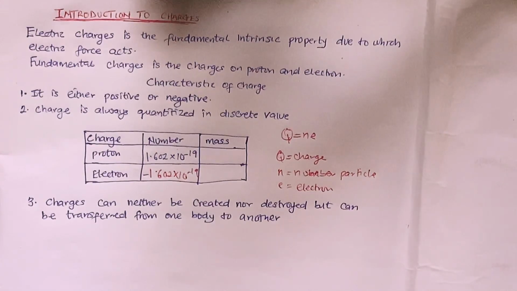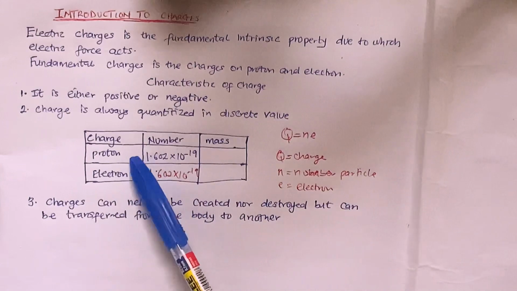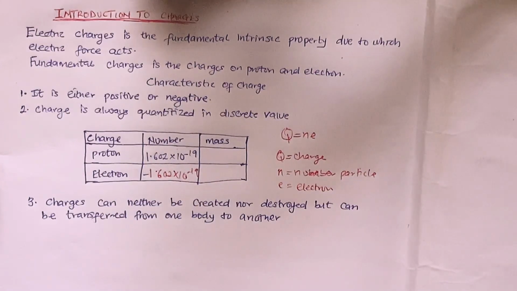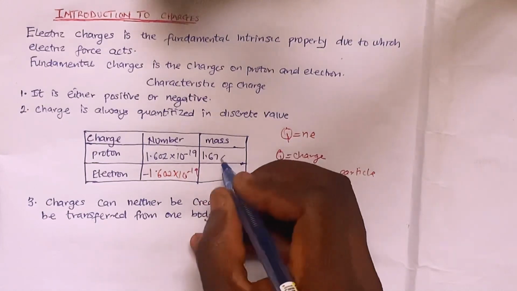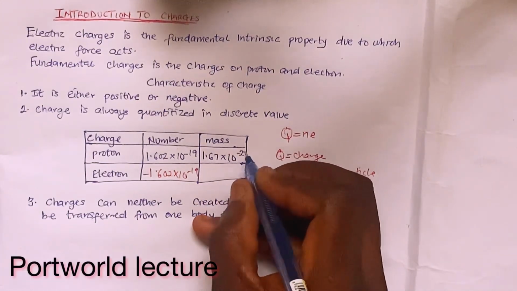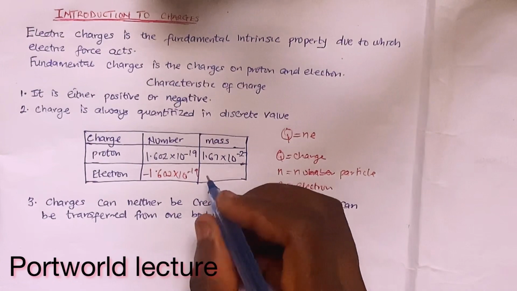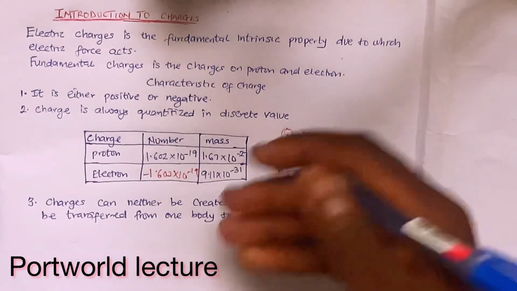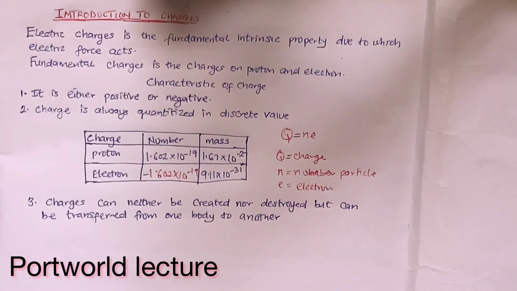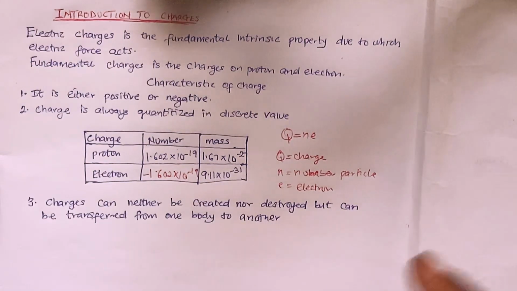Now, as far as the mass is concerned, the mass of proton is different from the mass of electron. The mass of proton is 1.67 times 10 to the power minus 27, and the mass of electron is 9.11 times 10 to the power minus 31. Don't make the mistake. They are actually different. The mass of proton is 1.67 times 10 to the power minus 27, and that of electron is 9.11 times 10 to the power minus 31.